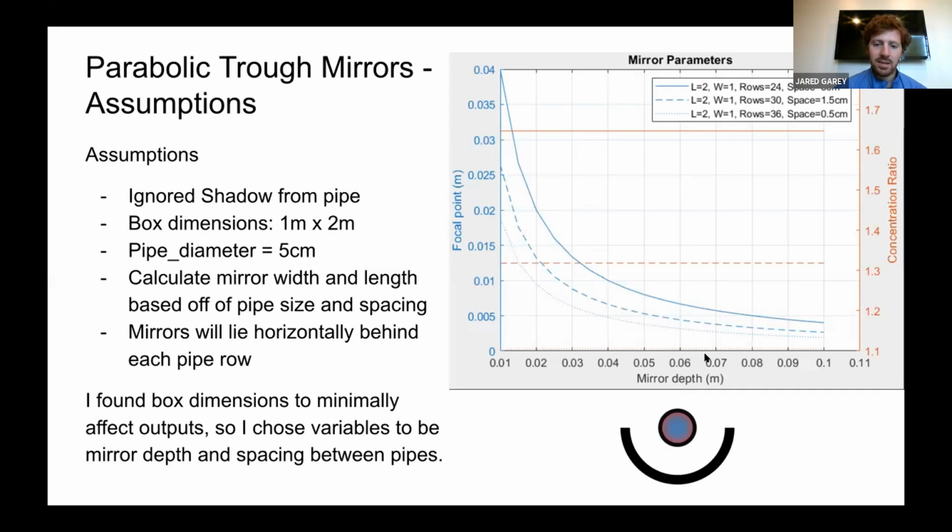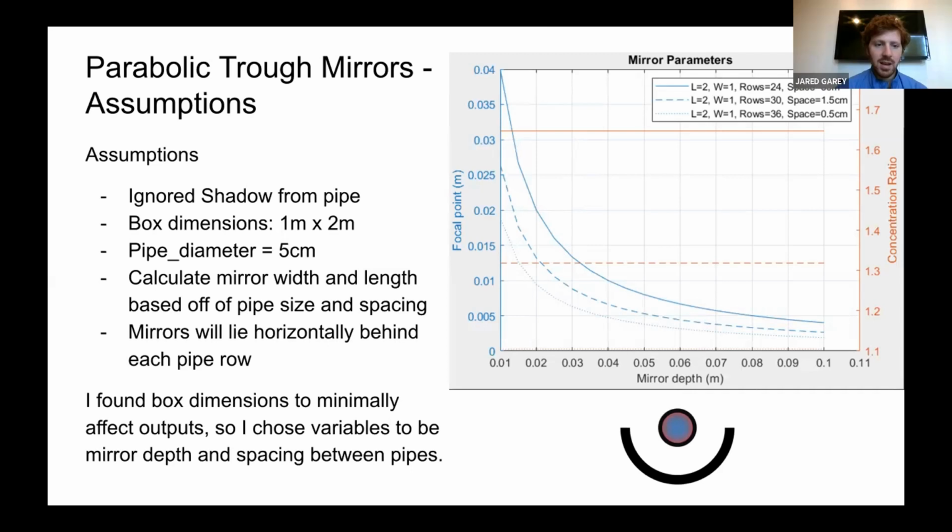And I calculate these. Okay, I should explain this. The mirror width is the length of the aperture, meaning the opening of the mirror. And the mirror length is how long the mirror goes from side to side in the box, so it's the trough length. And then the depth is how deep the mirror is.